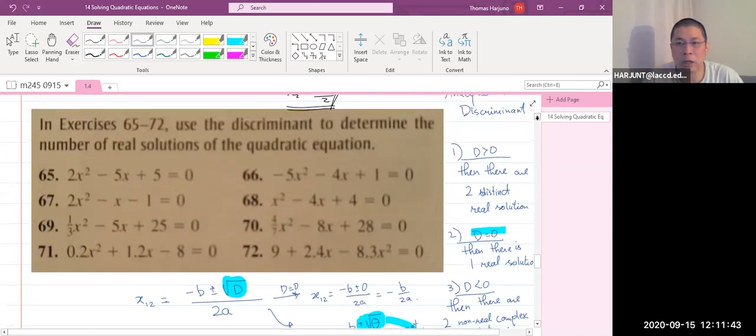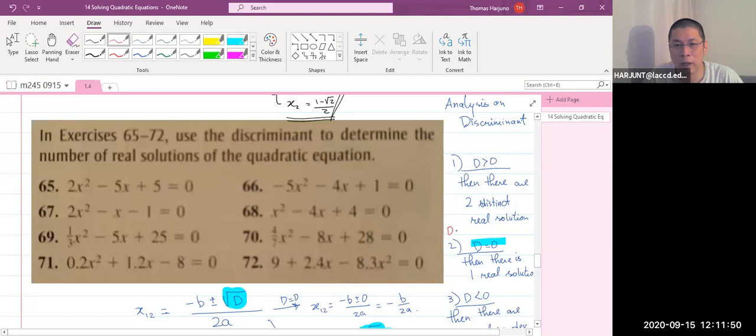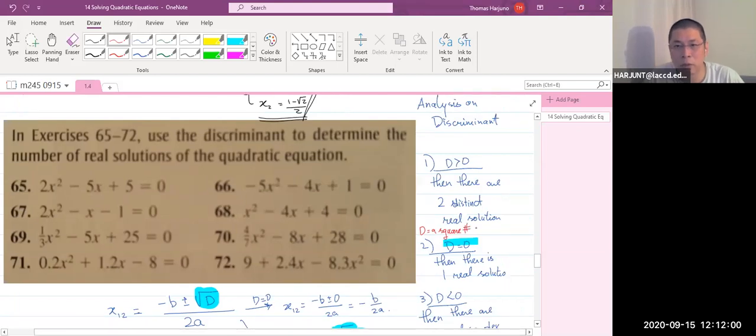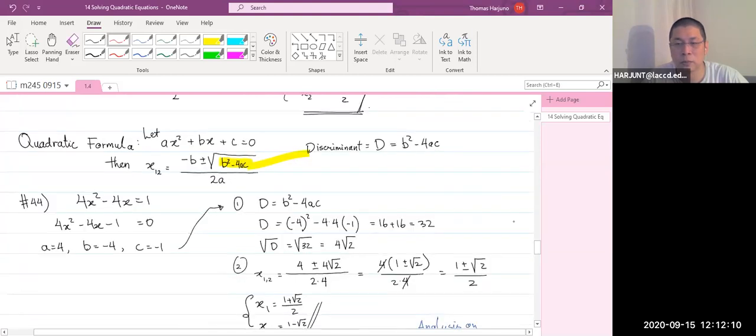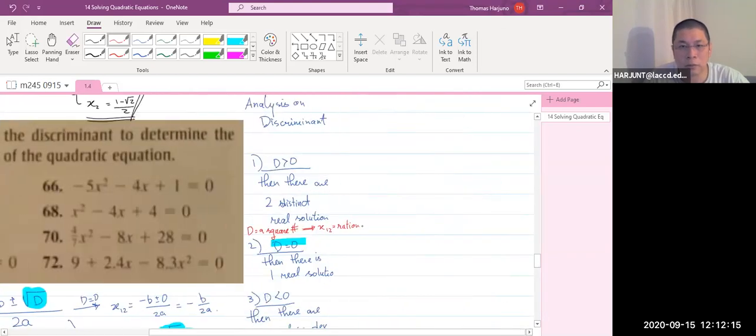Okay. Now we can say more. I will insert that here in part 1. If it is positive, and this is a square number, then the solutions are rational, and therefore factorable.